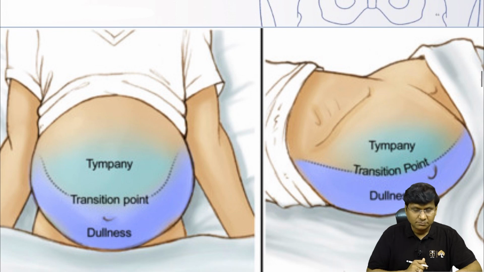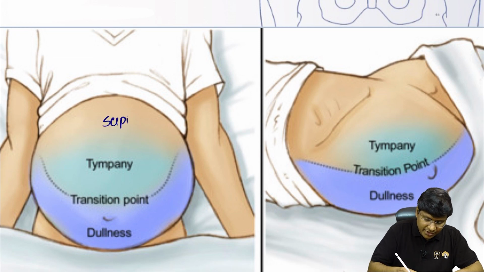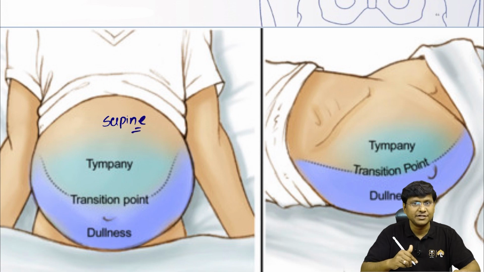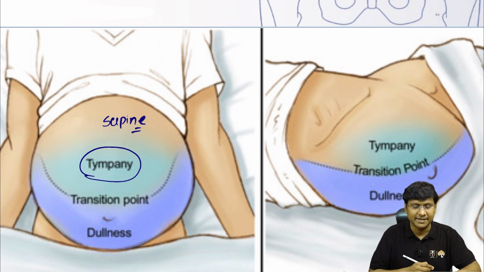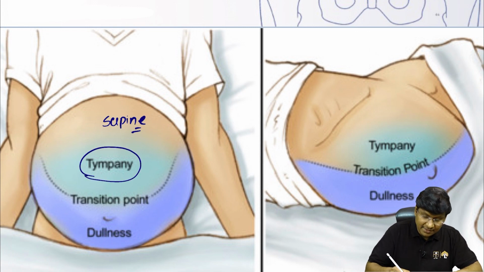And this is how you will demonstrate shifting dullness. Initially, you need to do percussion in the supine position. In the supine position, when you percuss, the central part of the abdomen will have a tympanic note, and the flanks will have a dull note.